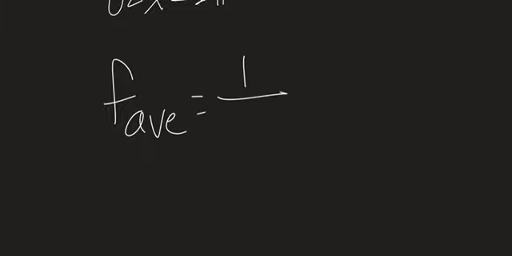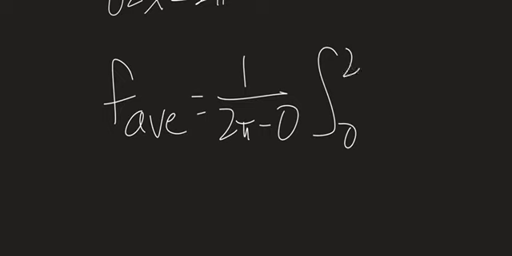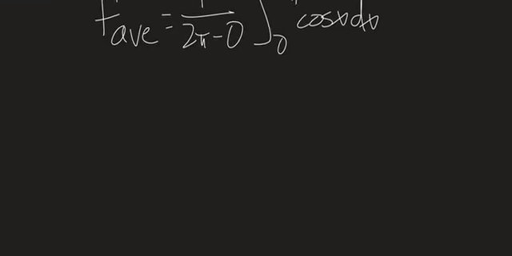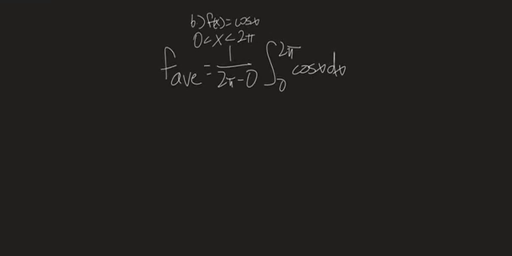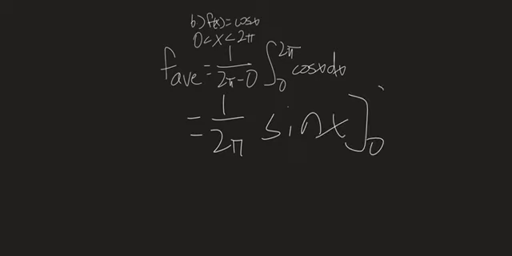So the average of f is equal to 1 over b minus a. In this case, b is 2 pi, and a is 0, so 2 pi minus 0, times the integral of 0 to 2 pi of cosine x dx. Then you would continue to solve this, and it would become 1 over 2 pi times sine of x, on the interval 0 to 2 pi.